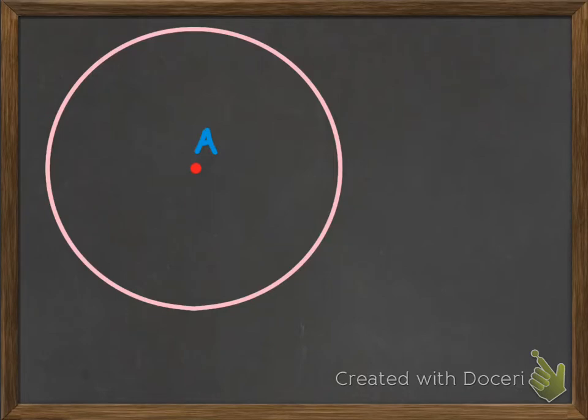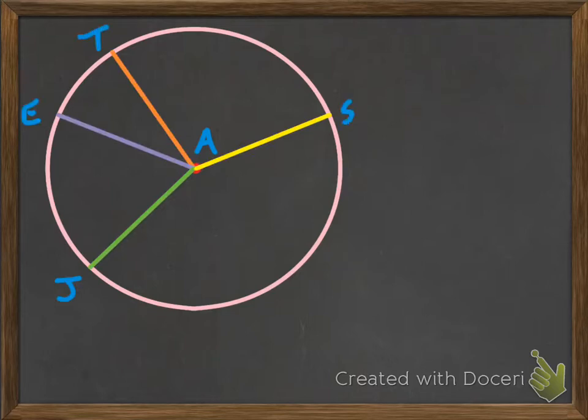Here's circle A. And a circle is always named by its center, so this is circle A. And we have a bunch of radii that I've drawn here. So we have J, E, T, and S are points on the circle.